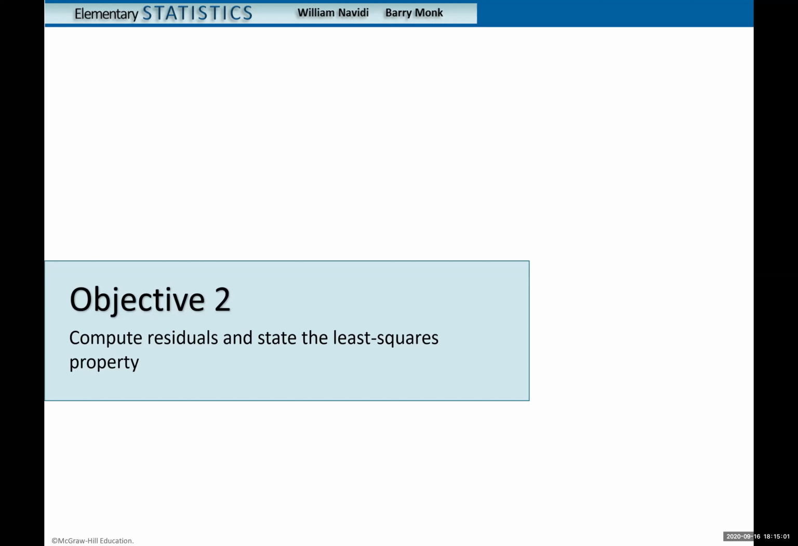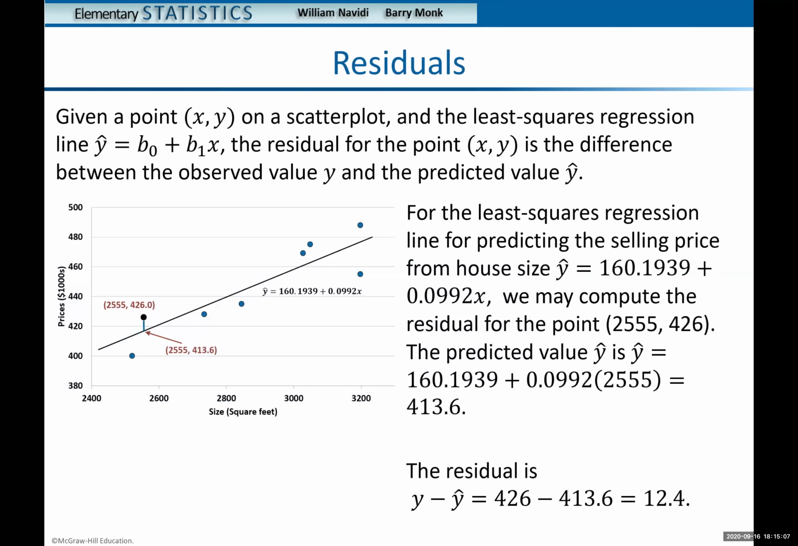Okay, next one is how do we compute our residuals and state the least squares property. First, how do we compute this? Again, we're using the same example here. Our equation is y hat equals b0 plus b1x, where b1 is the slope and b0 is the intercept. For example, the least squares regression line for predicting the selling price, which we got last time, is 160.1939 plus 0.0992x.